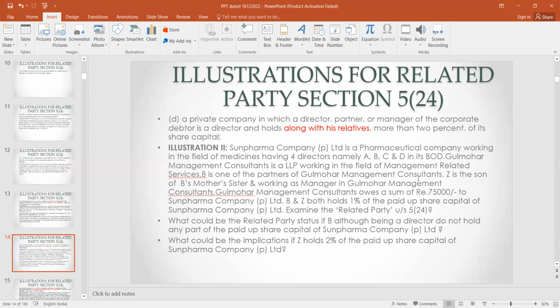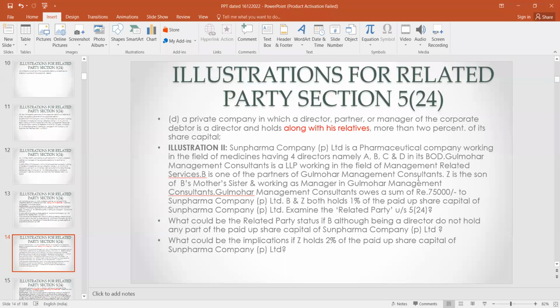And he is working as manager in Gulmohar Manager Consultants. Now this Gulmohar Consultants owes a sum of 75,000 to Sun Pharma Private Limited. B and Z both hold 1% of the share capital. So although they each hold 1%, together they will be holding 2% only. And the condition is more than 2%. So they will be excluded from the group.